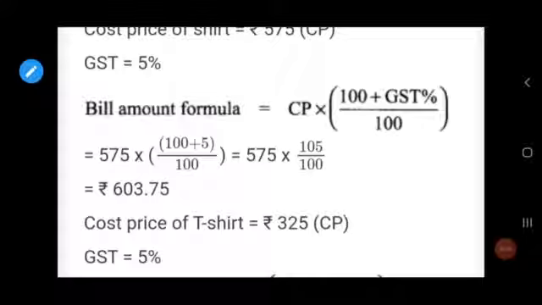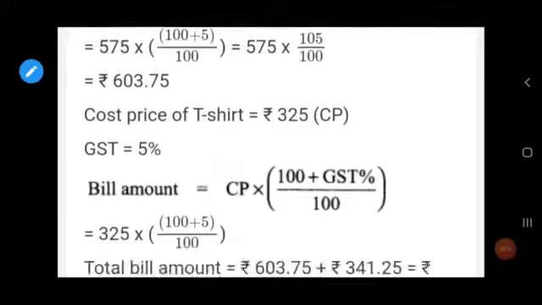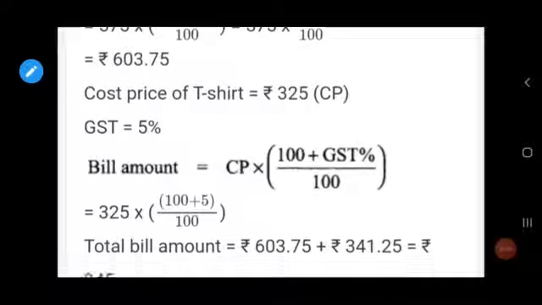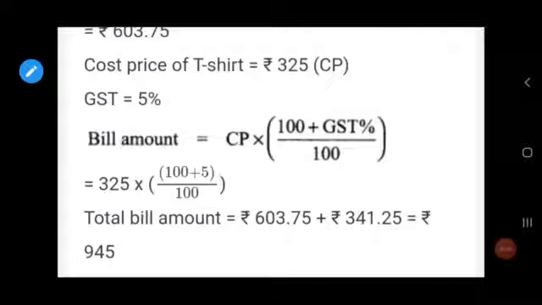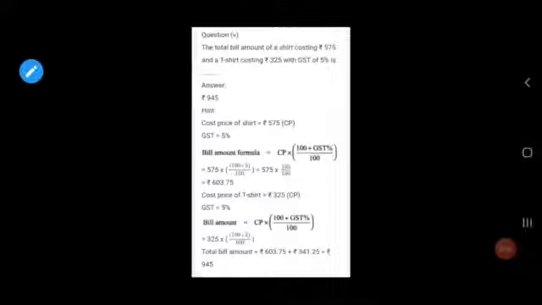They have given 325. Along with the GST, we have to take the formula CP into 100 plus GST percentage divided by 100. So 325 into 105 by 100. The answer is 341.25. The total bill amount is the bill amount of t-shirt and bill amount of shirt. So we have to add, that total will be 945. So our answer is 945. Clear?